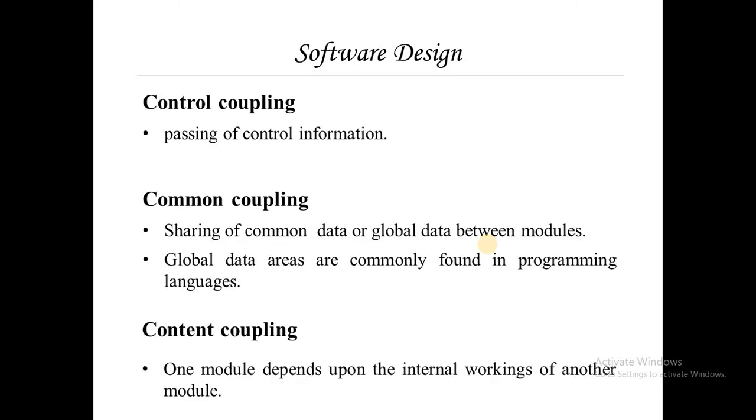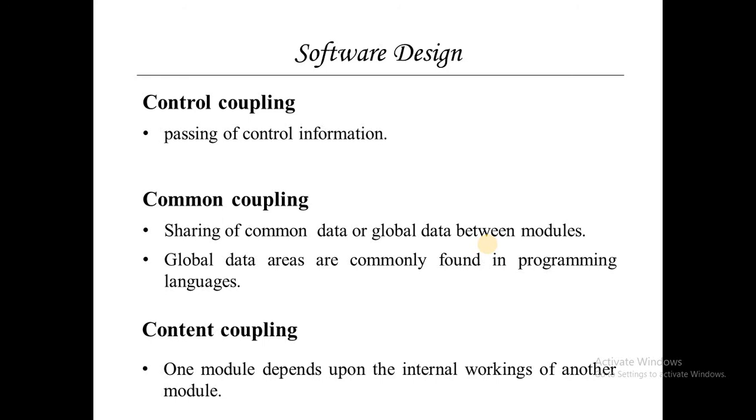Control coupling, as its name implies, is only the passing of control information. When one module completes, the control is automatically passed to the next module, that means the next dependent module. This is called control coupling. Common coupling, as its name implies, is when two modules share common data, for example global data. Global data are commonly found in programming languages. So common coupling means sharing of common data between the modules.